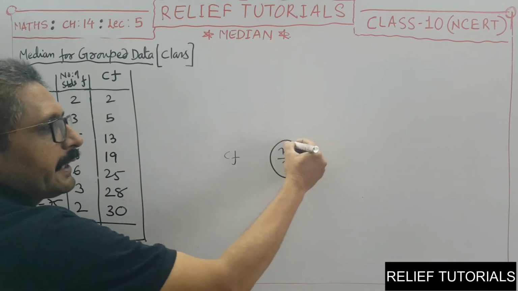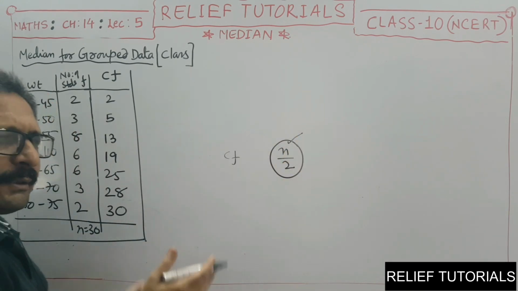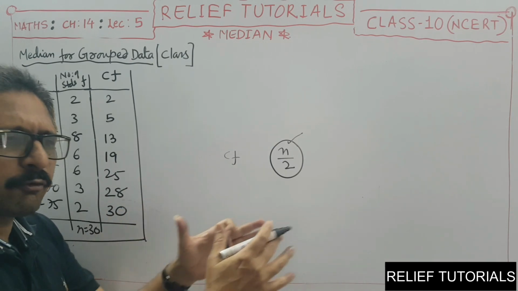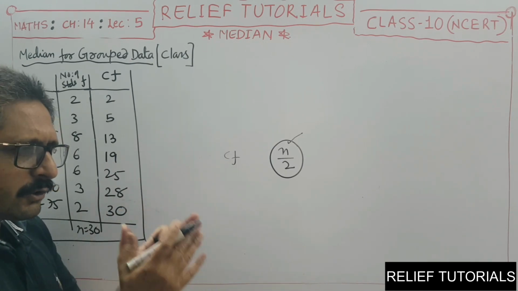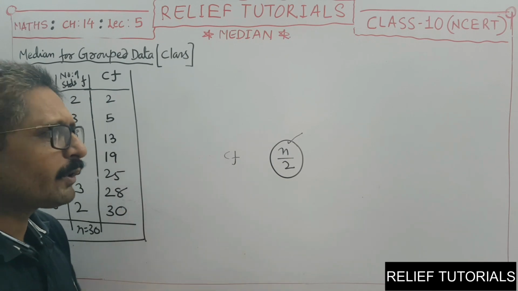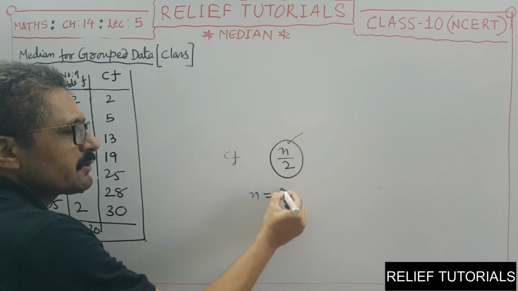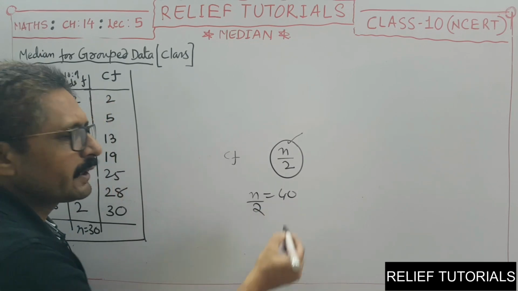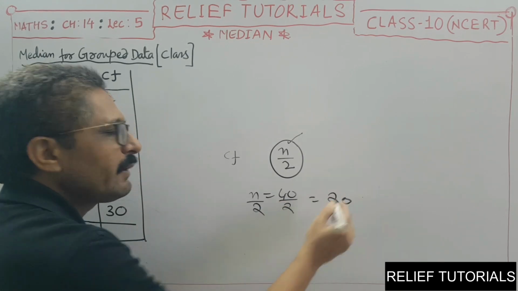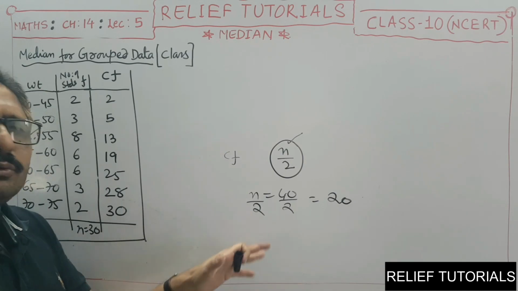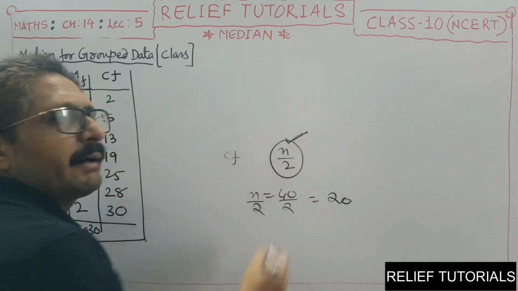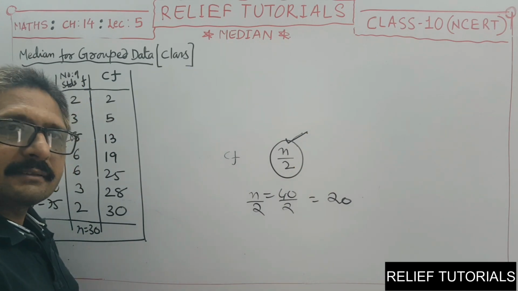So we have to find n by 2. Actually, median deals with the middlemost observation. For example, we have 40 friends gathered. If you want to divide this group into 2, what will you do? If n is equal to 40 friends, you will divide it by 2. So n by 2, that is 40 by 2, so 20. So it is divided into 2 halves. So we always want to find n by 2 to locate that class.